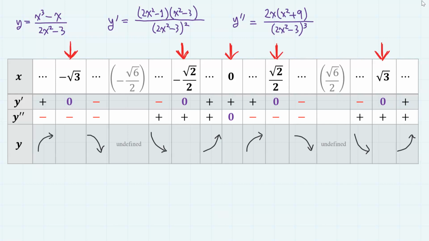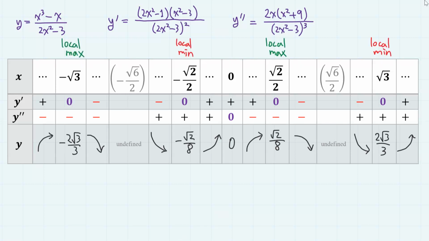And at these boundary points, we can easily calculate the values of the function, which are minus 2 square root of 3 over 3, minus square root of 2 over 8, 0, plus square root of 2 over 8, and plus 2 square root of 3 over 3. So in the end, we can notice that the local maxima and minima occur here.